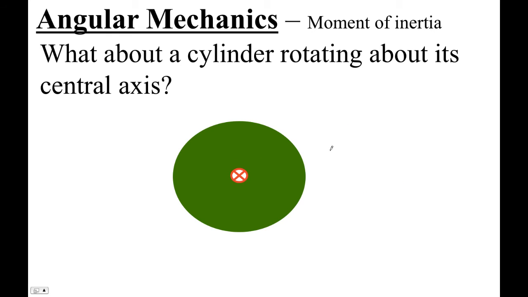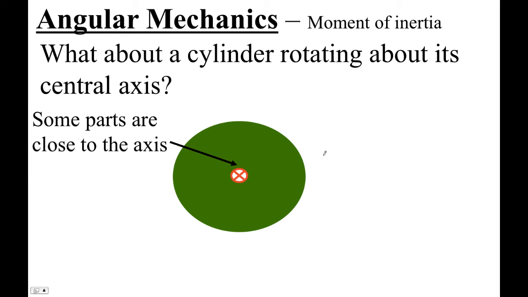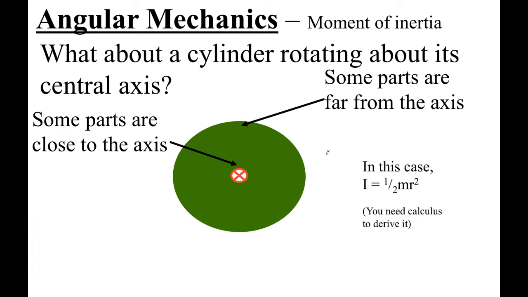So, for example, if we have a cylinder, some parts are close to the axis, some parts are farther away. It's going to animate both things. Isn't that funny? It's like chunking on me for the animation. So some parts are far away.